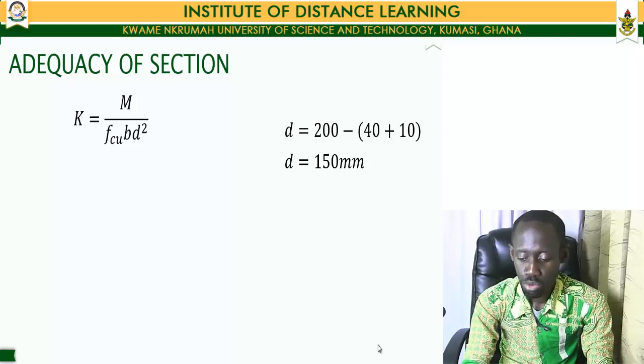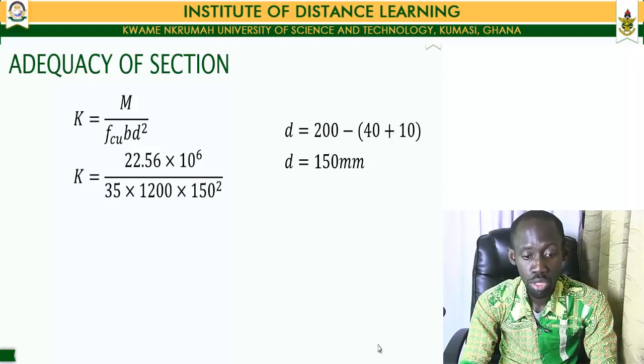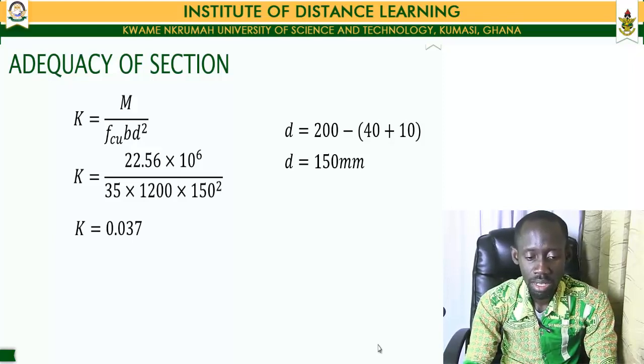Having determined our d value, we can now substitute it together with the other parameters into our K formula to determine the value of K. We had our moment value being equal to 22.56 times 10 raised to the power 6, divided by 35, which is our grade of concrete, multiplied by 1,200, which is the breadth of our pad foundation, multiplied by our d squared, where d is 150 millimeters, which we just calculated. Finding the product of these values gives us a value of 0.037. So our K value for our moment is 0.037.